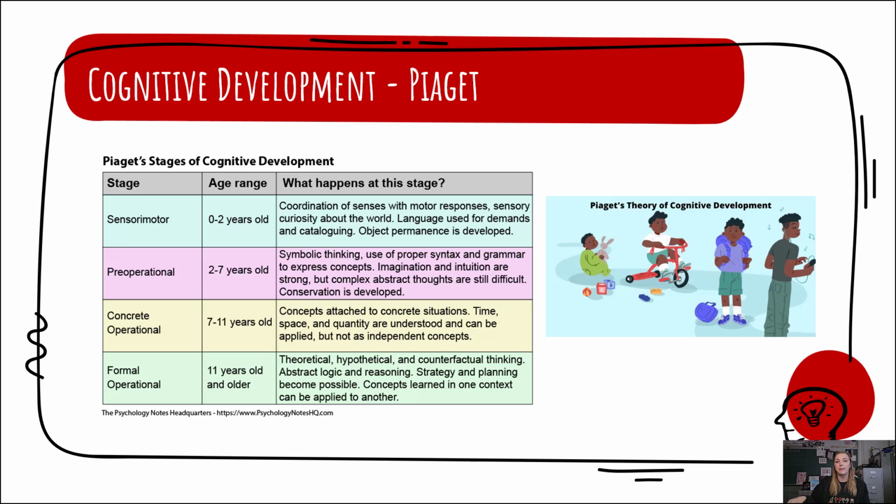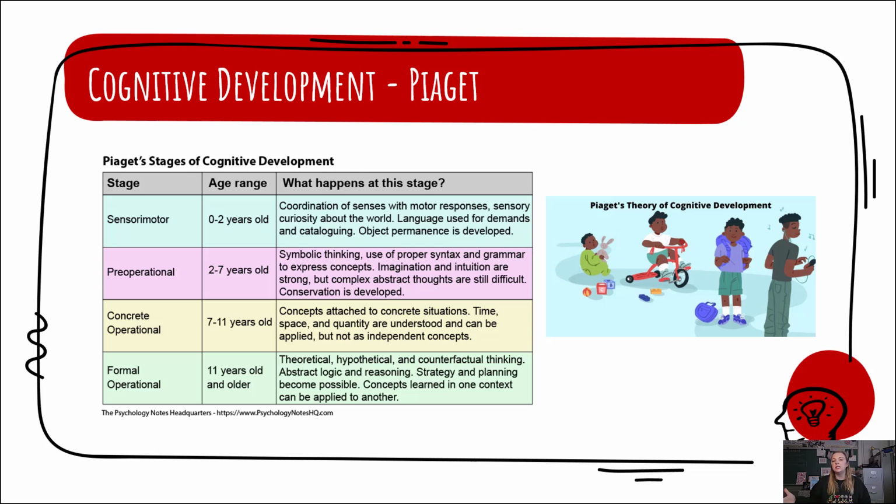And this is the idea that humans now have the ability to think in the abstract, the hypothetical, the theoretical ideas. They can start to reason based on facts and logic. They use strategy and planning to make things efficient. In this stage, a child can also take information or concepts learned in one context and apply it to another context. So if you learn how to dribble a ball in basketball, you can now take that information and those physical skills that you learned and use them in a different situation, maybe when you're playing volleyball or something like that.